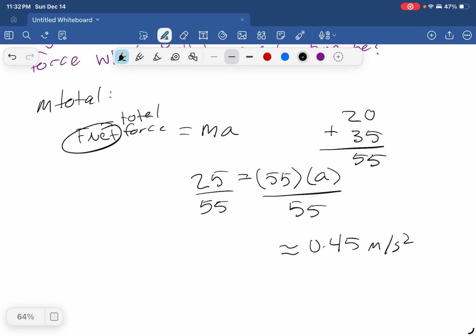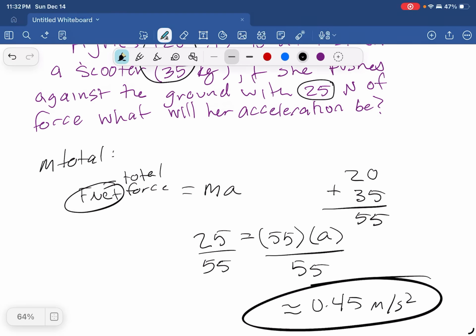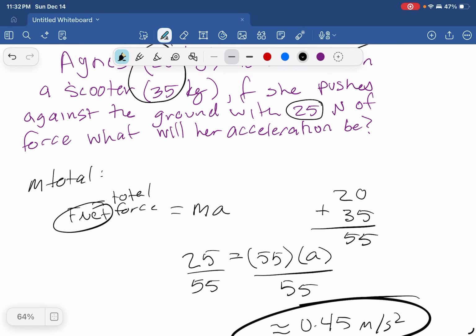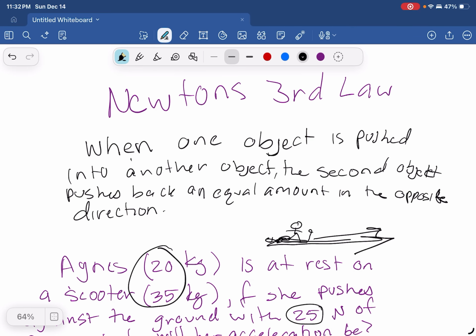So this is very important to know because it helps calculate very practical situations like this, and also shows how Newton's third law is associated with many things that maybe you didn't first know.